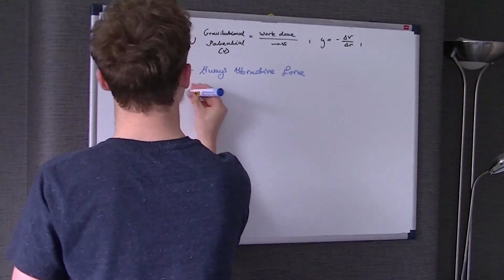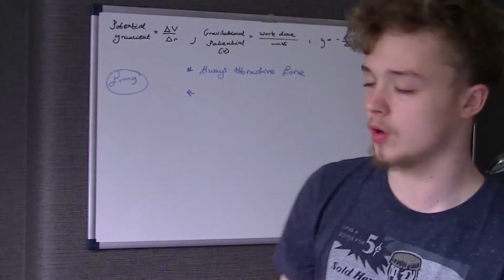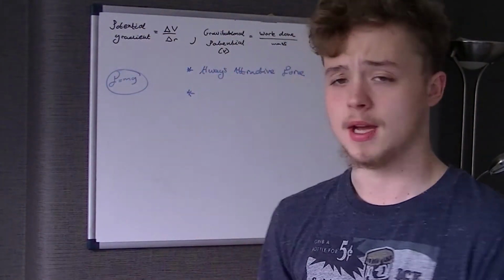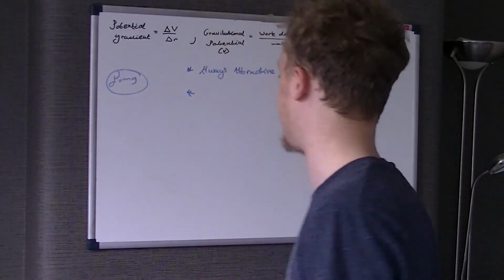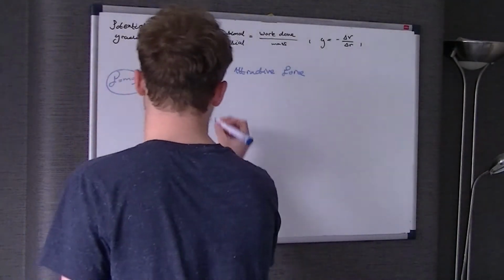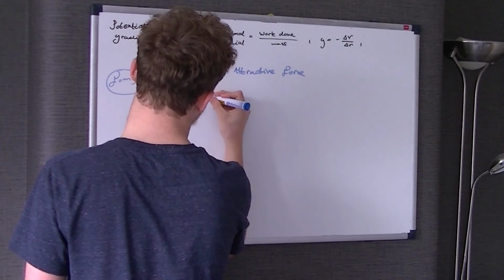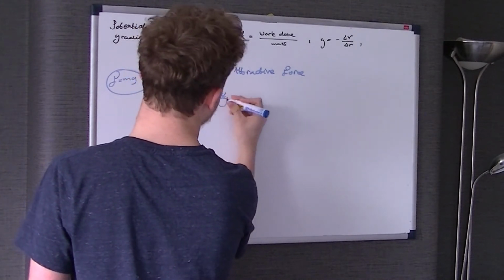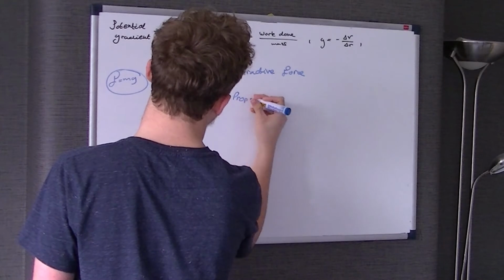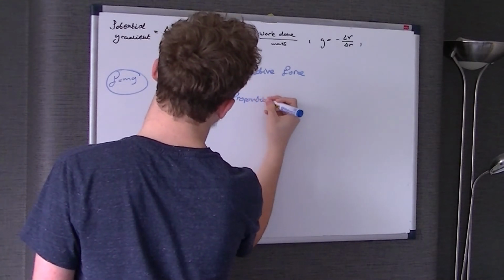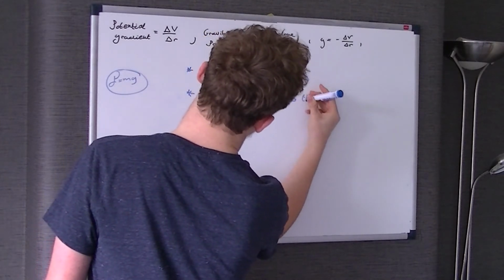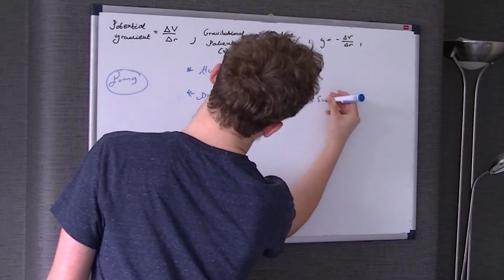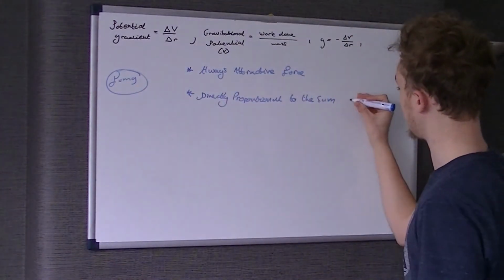Okay. The next two points are more about building up the actual formula. The first point was just why the force is equal to a negative answer. The second point says the force is directly proportional to the product of the masses. When I say the product of the masses, it's not mass 1 plus mass 2. It's mass 1 times mass 2, proportional to the product of the masses.